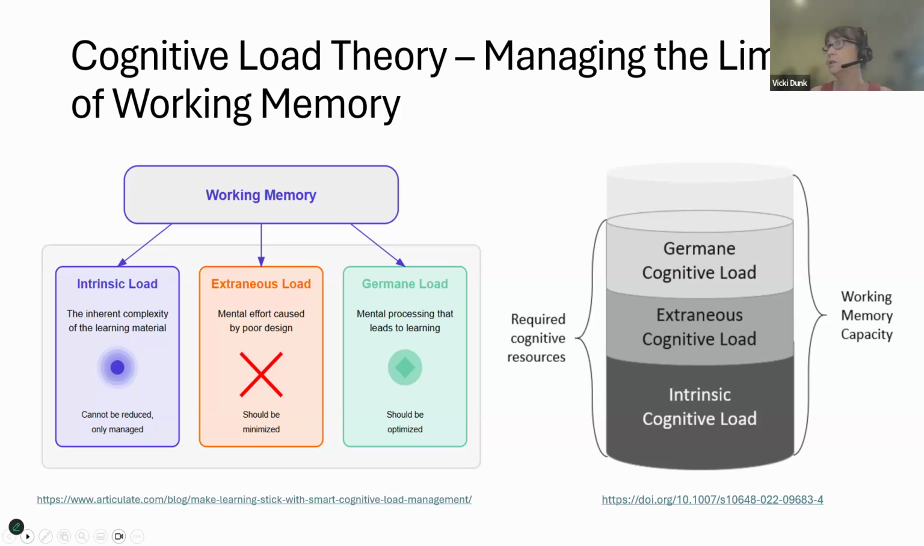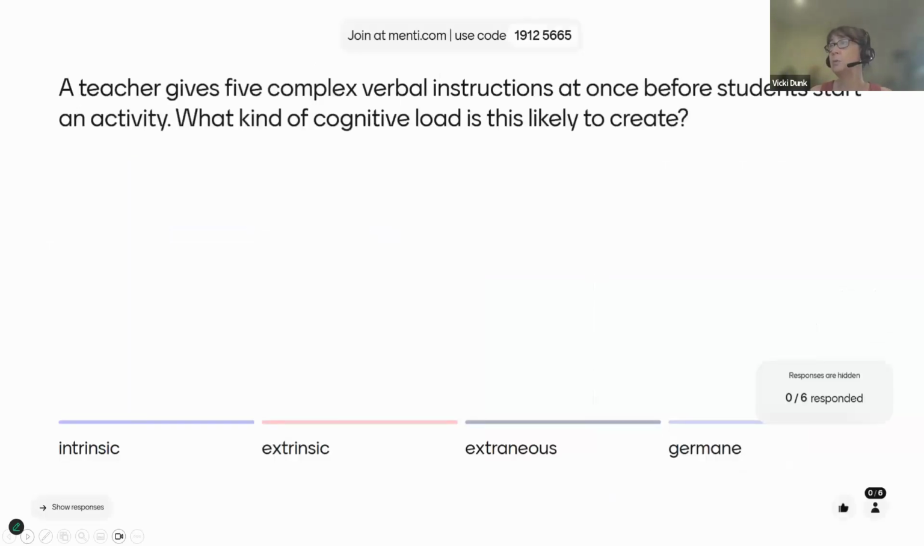All right, so we've got a question. A teacher gives 5 complex verbal instructions at once before students start an activity. What kind of cognitive load is this likely to create? Let's press that again.